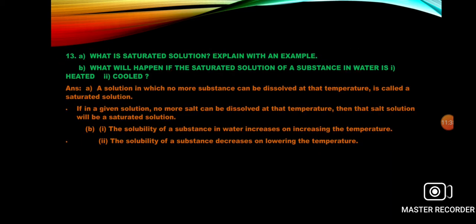Next, question number 13. What is a saturated solution? Explain with an example. A solution in which no more substance can be dissolved at that temperature is called a saturated solution. As an example, like I explained in the case of sugar solution, if in a given solution no more salt can be dissolved at that temperature, then that salt solution will be a saturated solution.